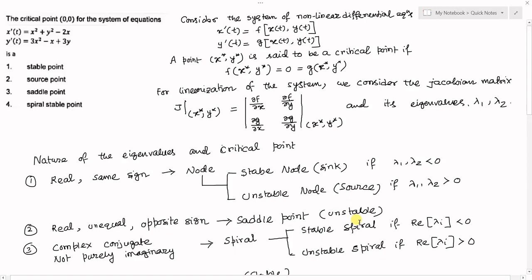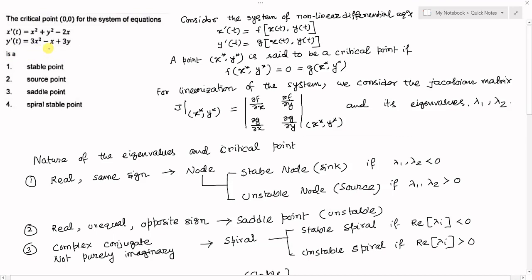This is a question from NTA CSIR NET, Assam and Meghalaya examination. In this problem, we are given a system of nonlinear ordinary differential equations: x'(t) = x² + y² − 2x and y'(t) = 3x² − x + 3y, and it is given that (0, 0), the origin, is a critical point for this system. It is asked to find the nature of this critical point.